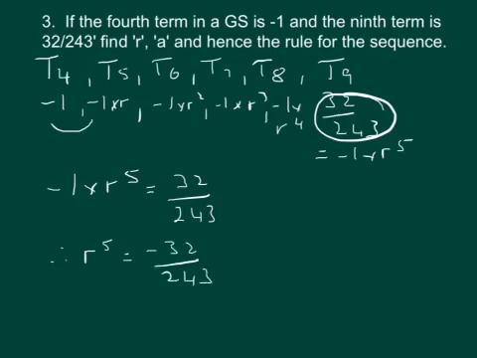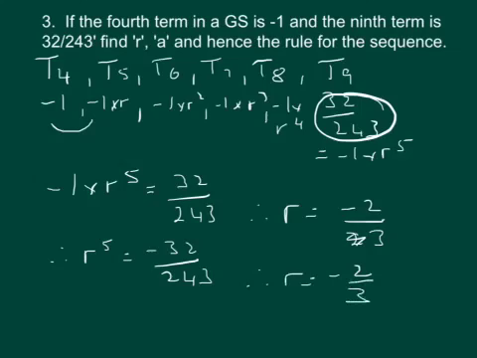So to find r, all we've got to do is take the fifth root of both sides. So r is equal to the fifth root of -32, which is -2. Ask your calculator if you don't trust me, but -2 raised to the power of 5 is definitely -32. And the fifth root of 243 is 3. Okay, so r equals -2/3.